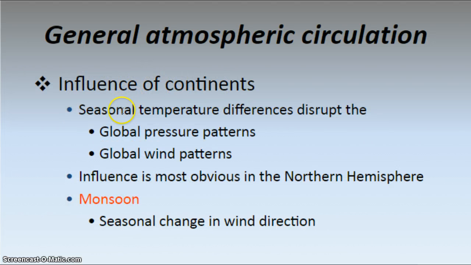So, the influence of continents. We can now apply what we've been looking at here to seasonal temperature differences that disrupt both global pressure patterns and global wind patterns. This influence is most obvious in the northern hemisphere, right? We have much more land in the northern hemisphere than the southern hemisphere. And these are what generate monsoons. Monsoons are seasonal changes in wind direction.